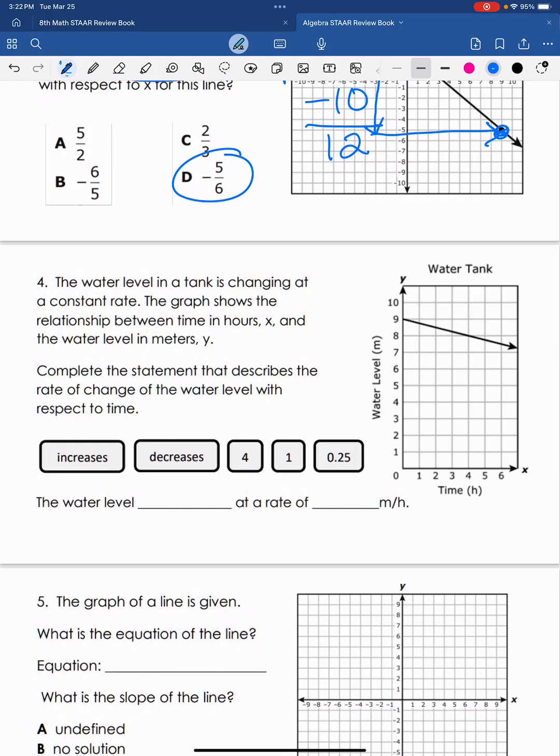If you notice, the line is going down, so we call that decreases. So the water level decreases at a rate of, we need to find 2 points and count down how many, down 1, to the right how many, which is 4. So negative 1 over 4 simplifies to -0.25. It's going down at a rate of 0.25 meters per hour.